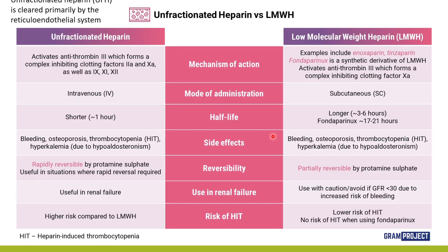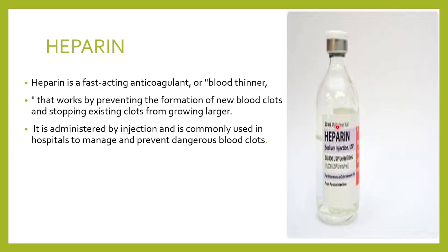In today's class, let us discuss the difference between the high molecular weight or unfractionated heparin and the low molecular weight heparin. You all know that heparin is one of the potent anticoagulants or blood thinners. It prevents any kind of clot formation, or it stops existing clots from growing larger. Heparin is the most potent and widely used anticoagulant.